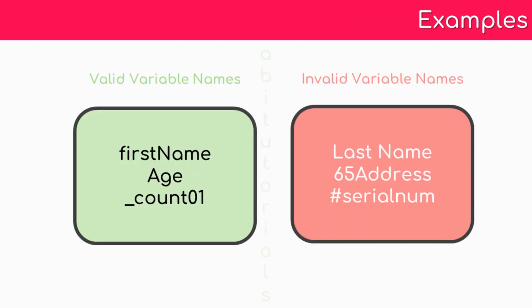In the given example, first_name, age and _count01 are valid names as they follow the variable naming rules. Whereas last name, 65address and #serial_num are invalid variable names because last name has a space between the words, 65address starts with a number, and #serial_num starts with a special character.